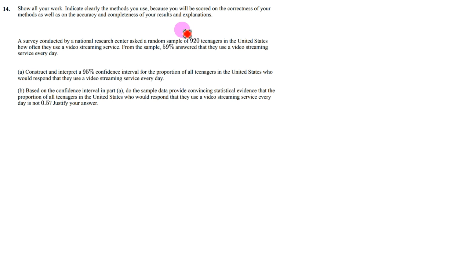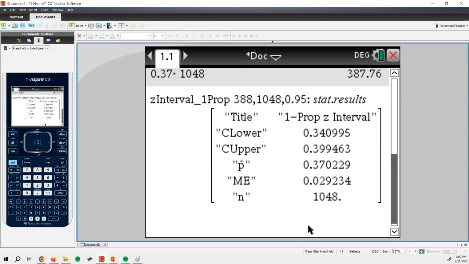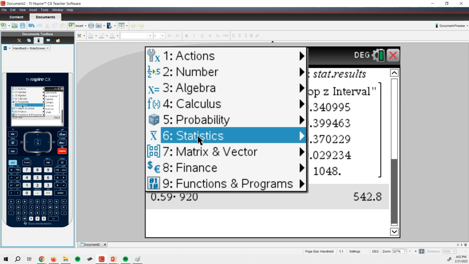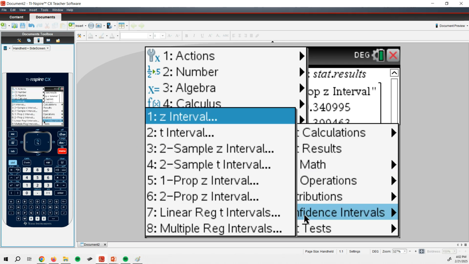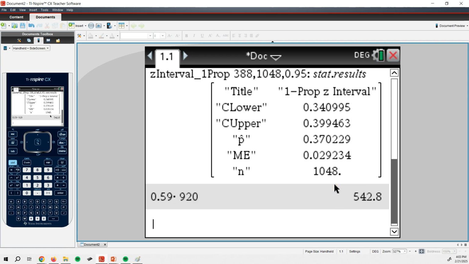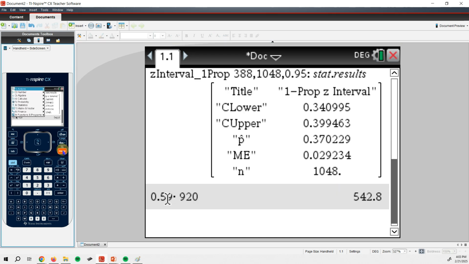So we need 0.59 and 920 for our calculator. So 0.59 times 920 is 542.8. Did they say 95% they want here? Okay, so let's go right to it. We need 543 as our number of successes. Menu, statistics, one prop z interval, and we got, I just lost it, 543. I have the memory of a goldfish.